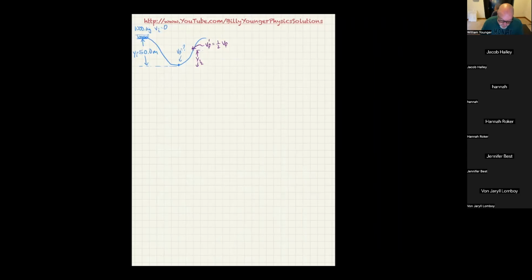In this problem, we have a roller coaster. The roller coaster car is at the top of the leftmost hump, and that leftmost hump is 50 meters above the bottom of the trough.